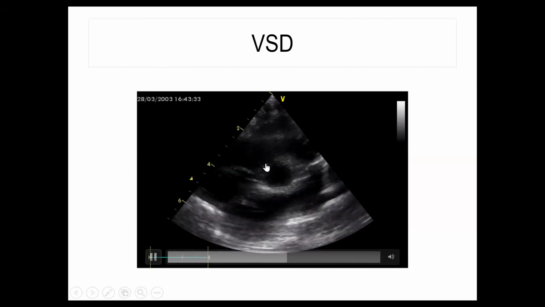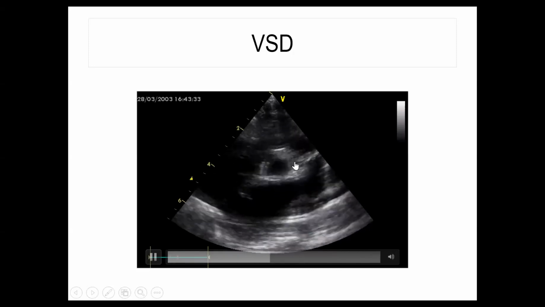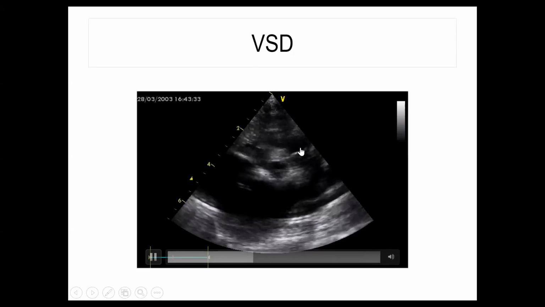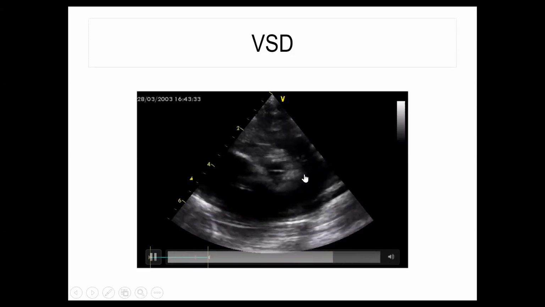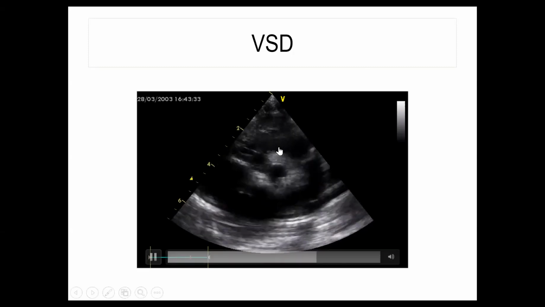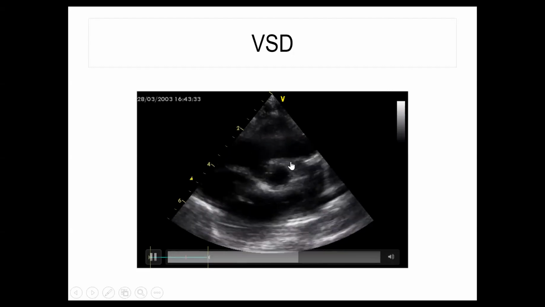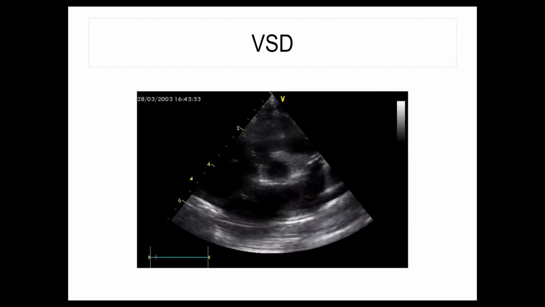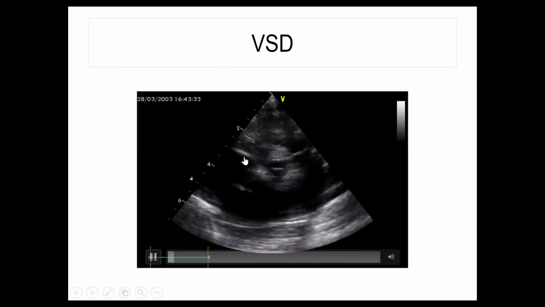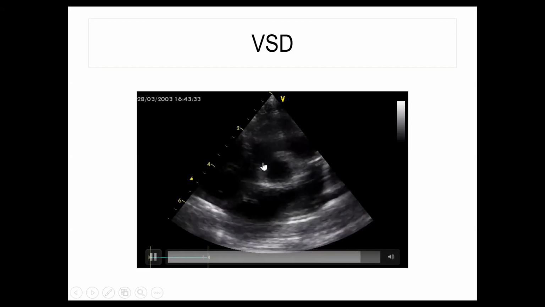If it's over here, it's muscular. And if it's over here, it is subpulmonic, or doubly committed. Doubly committed means committed to the RVOT as well as to the LVOT, sorry, pulmonic artery. This will always be associated with aortic regurgitation. When we see this kind of doubly committed VSD, it always needs surgical closure. Whether paramembranous or doubly committed, they always need closure by surgical means.